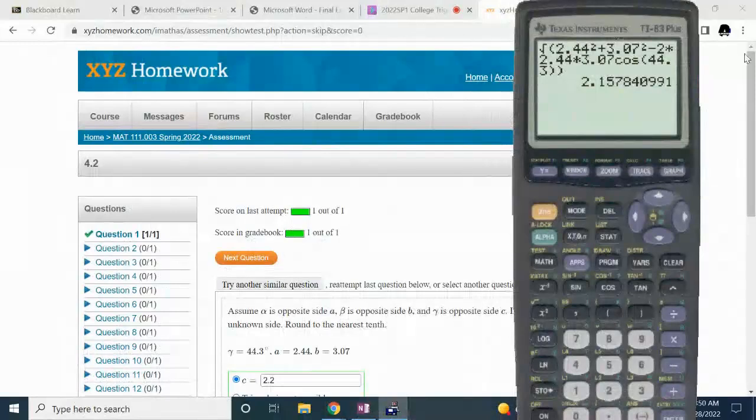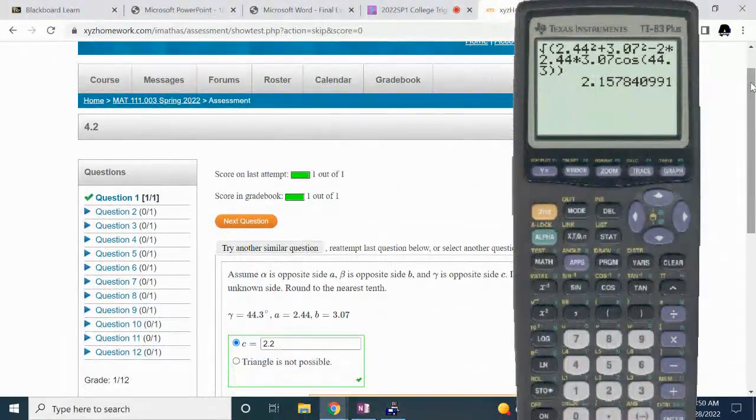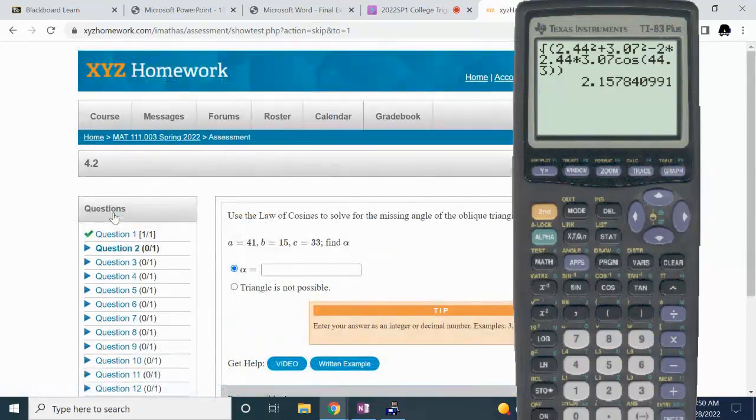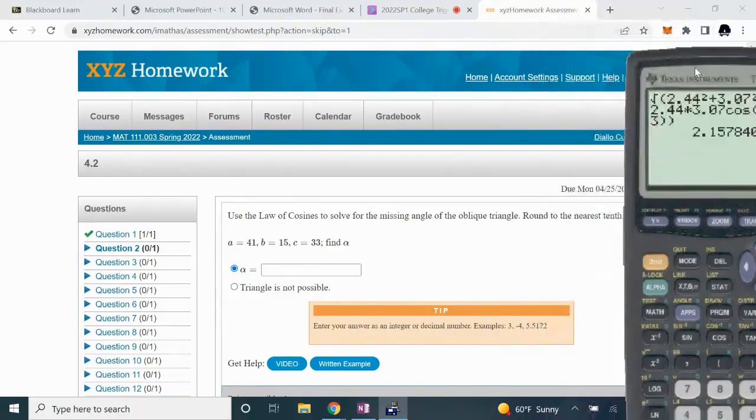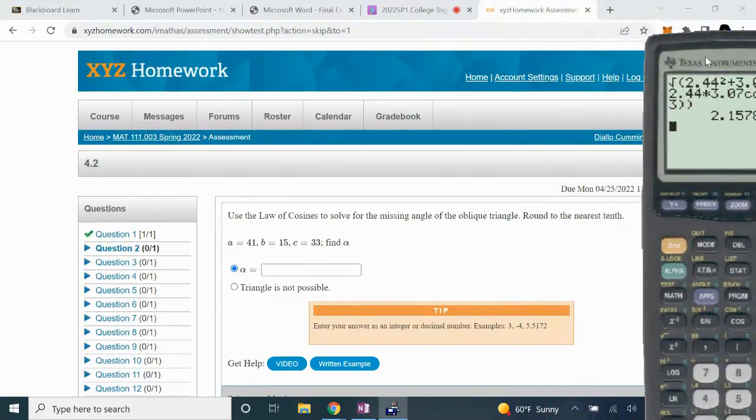All right, so we have 4.2 for number 1. All right, now we're going to take a look at number 2. It says to use the law of cosines to solve for the missing angle of the oblique triangle, and here again we're asked to round to the nearest tenth. So we're given that A is 41, B is 15, C is 33.